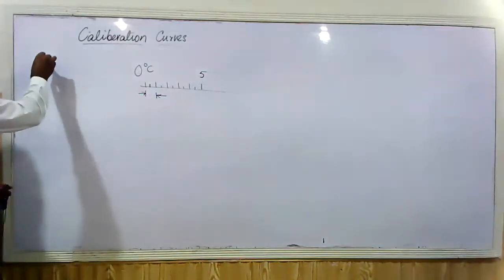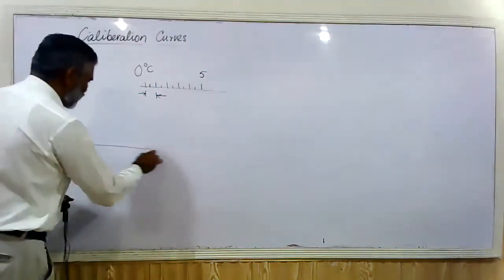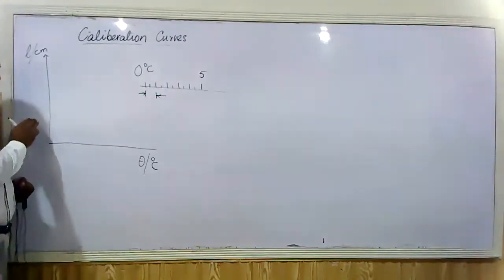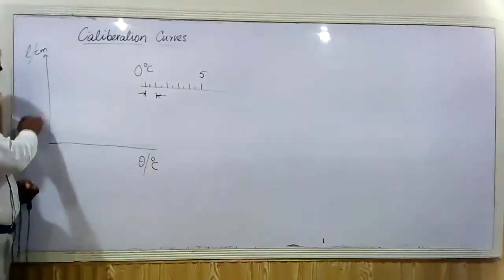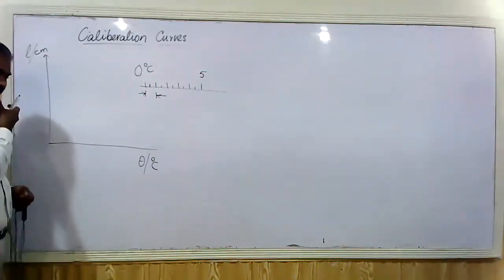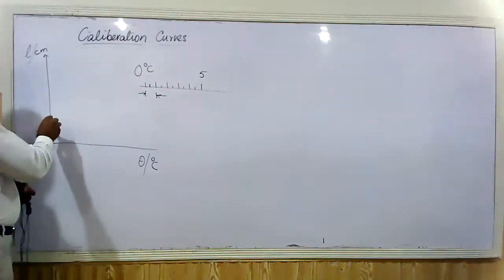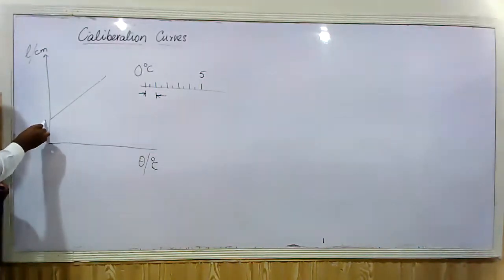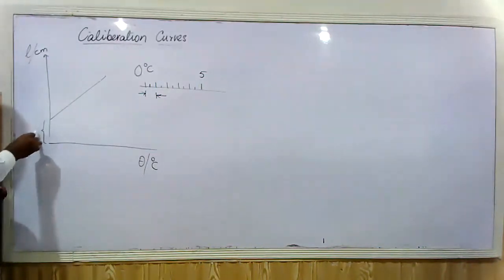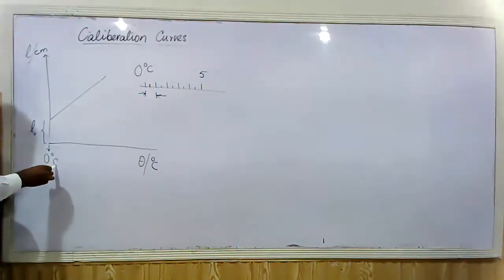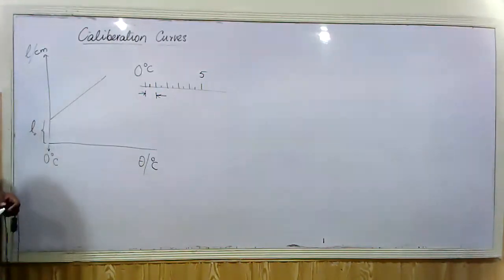If you remember, we used to study how the length of the mercury column is varying as we increase the temperature. The graph that we obtained as a result of this study was something like this. It is starting from a non-zero value here. This means this is the length of the mercury column already when the temperature was 0. So at 0 degrees Celsius, this was the length of the mercury column.